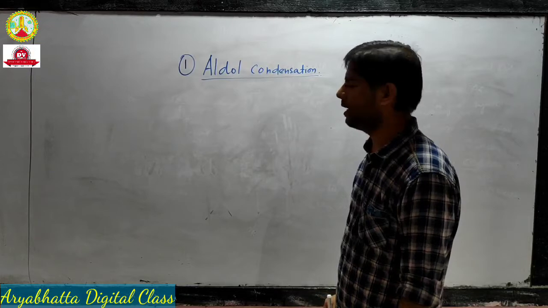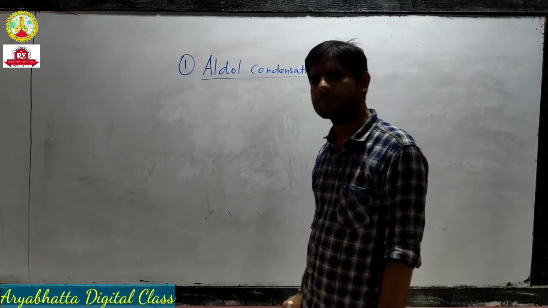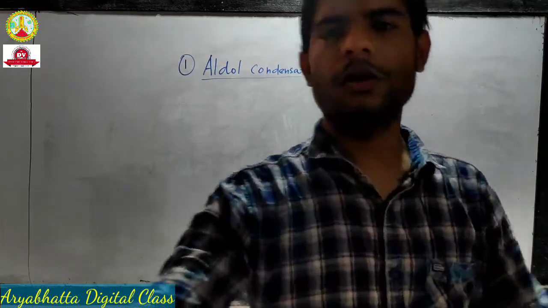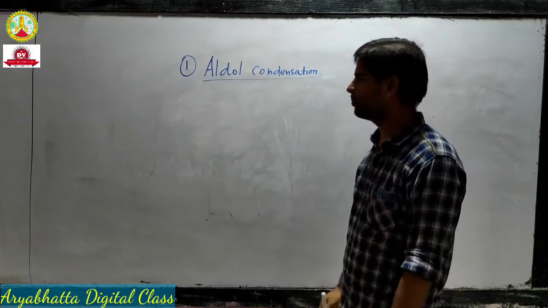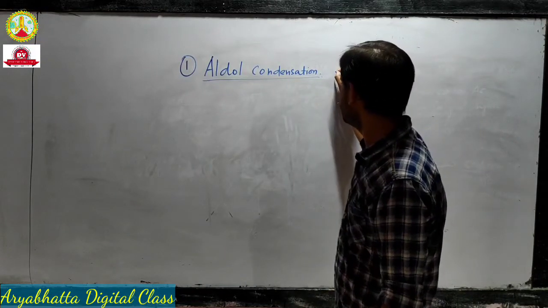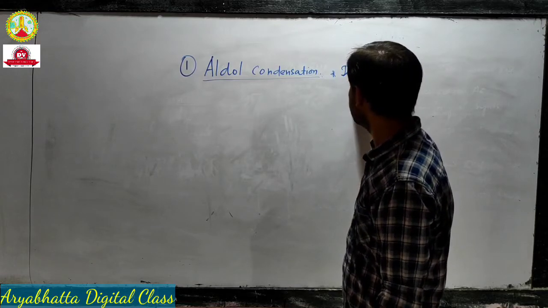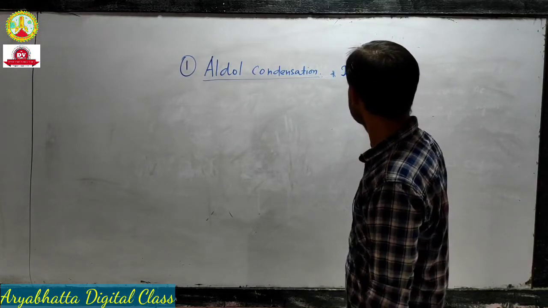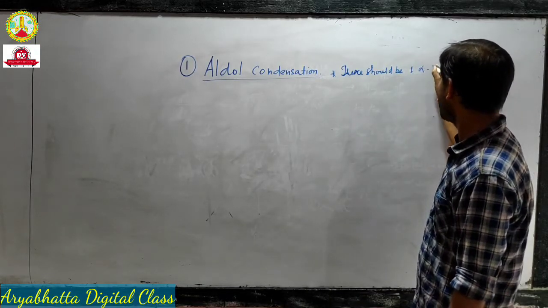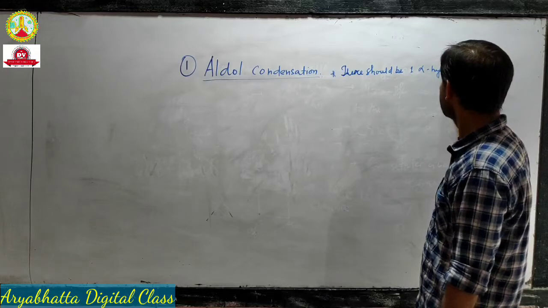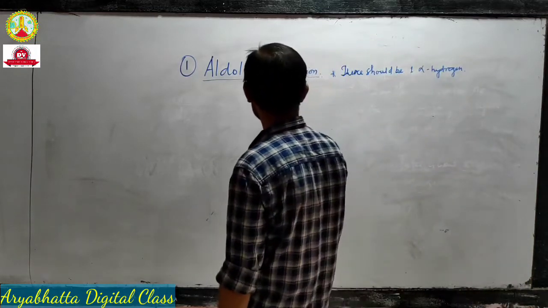So for any aldehyde or ketone to show aldol condensation, first we have a condition, and the condition is that there should be one alpha hydrogen. Now what is alpha hydrogen?